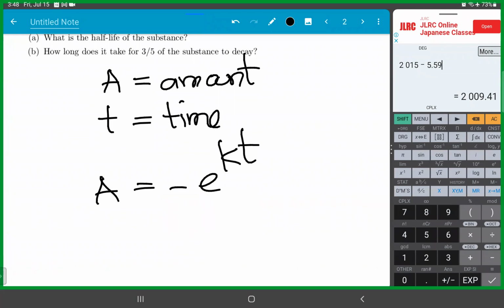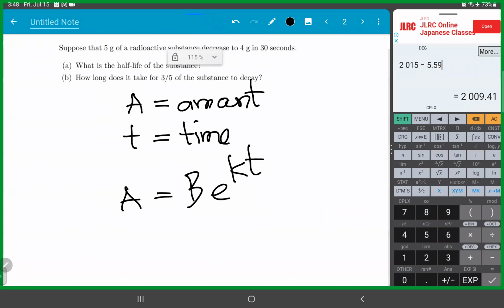Or let's just follow that Be to the kt. Pwede rin naman Y, no? Y be the amount. So Y equals Be to the kt, kagaya ng kanina. So anyway, you can just choose your own favorite variables or letters, or saan ka nasanay, o convenient ka lang.